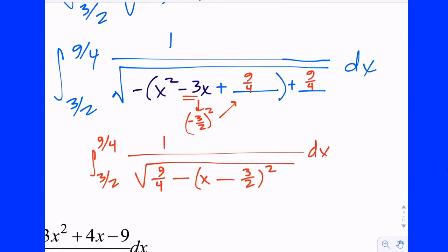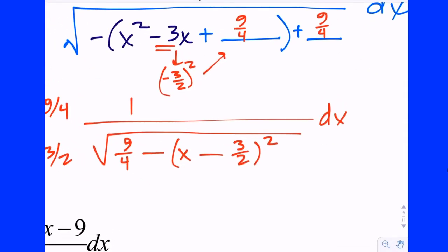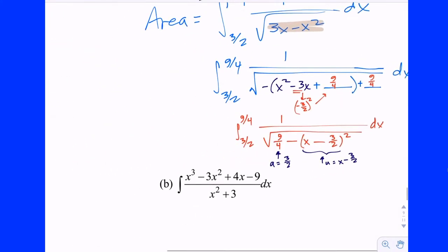And now you reevaluate it. Now if you look under the radical, you have the square root of a number minus a function squared, which could set up now as an arc, what? Sine, yeah. So if that's a squared, a must be the square root of that, which is 3 halves. And if this whole thing is u squared, then u must be x minus 3 halves. So let's check. What's the derivative of what we're calling u? 1. That's what we have in the numerator.